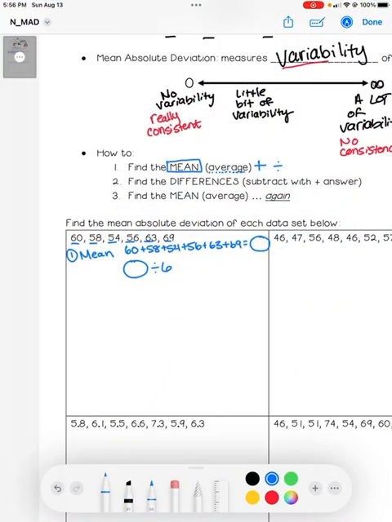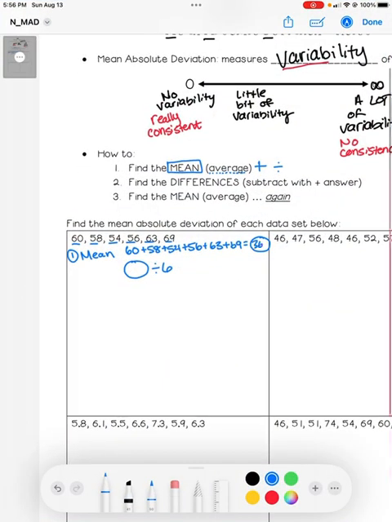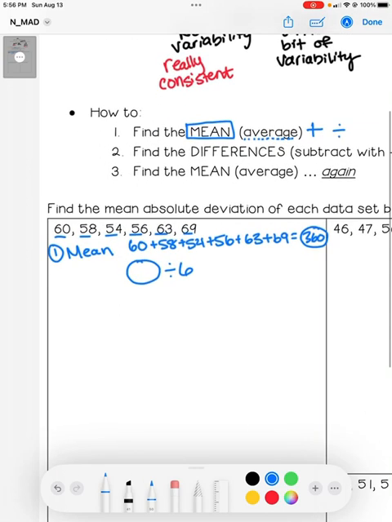So now we're going to take 360, the sum, and divide it by the number of values that we just added. We just added 6 different values. So we're taking 360 divided by 6, and that quotient is 60. Now that was finding the mean, but our goal today is to find the mean absolute deviation, so we're still not done. The second step is to find the differences.